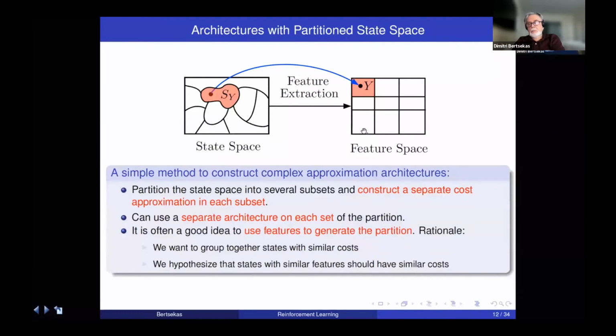Now it's possible to use a neural network to construct features and then construct a partition from these features. That's a possibility. But of course, that's pretty sophisticated stuff now, because you have to build a neural network first that will construct the features and then use the features for partitioning. So this can be simple, or it may not be so simple.